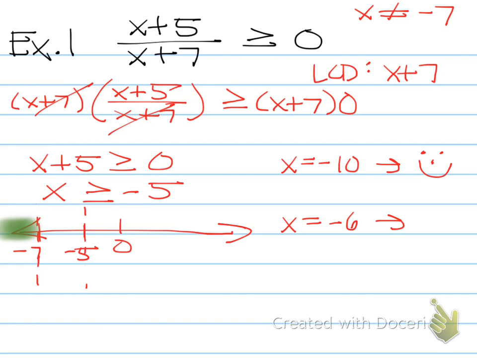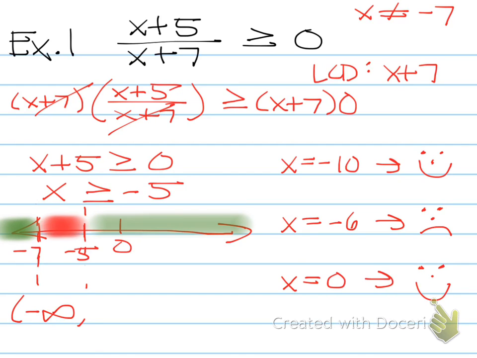Whenever we plug in a value between -7 and -5, like -6, it does not give us a true statement. So that interval does not contain solution values. And then lastly, when we plug in 0, which is a value that is greater than -5, we do get a true sentence. So that interval does contain values that are in our solution.